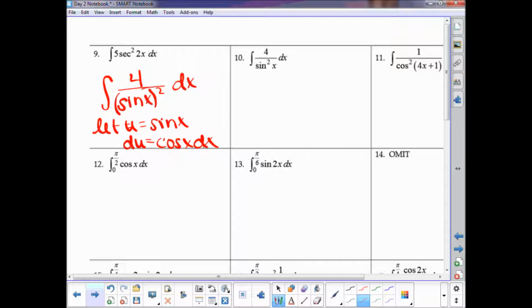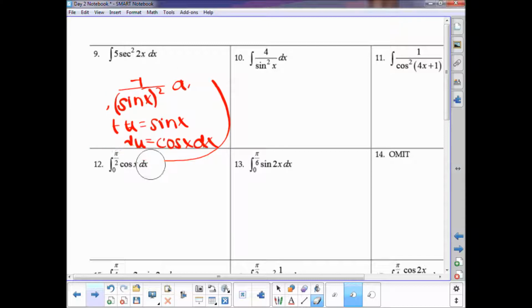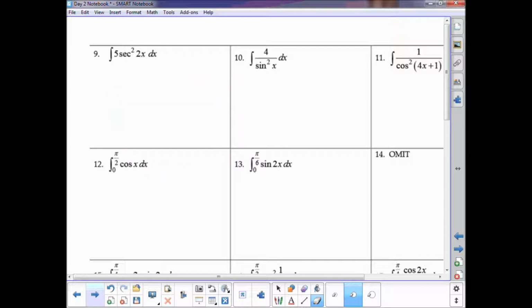Bring it to the numerator. Okay, so you want to bring it to the numerator and take out the 4. When you say bring it to the numerator, what do you mean by that? 4 times sine x to the negative 7. I like what you're thinking, but we have to go about it a little bit differently. So this is going to be the integral of 4 times, are you guys okay if I write it like this?